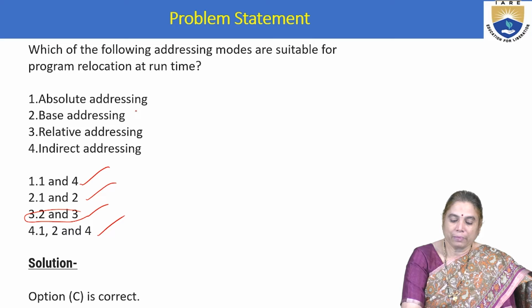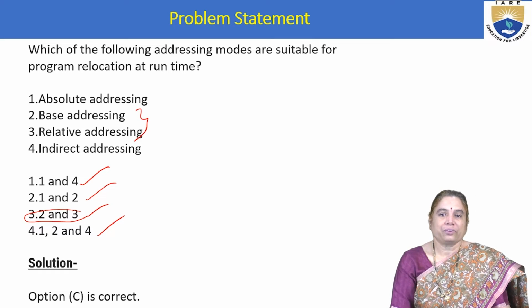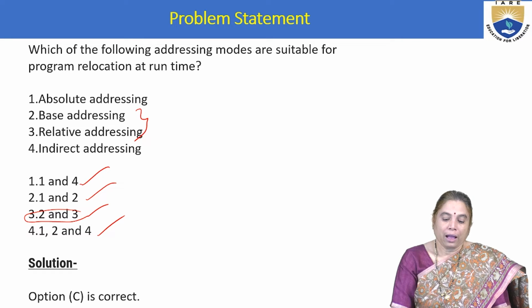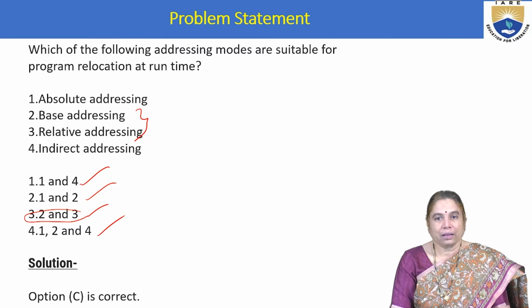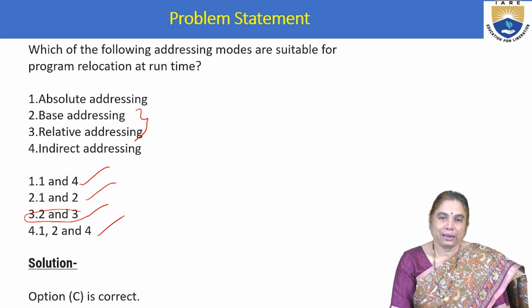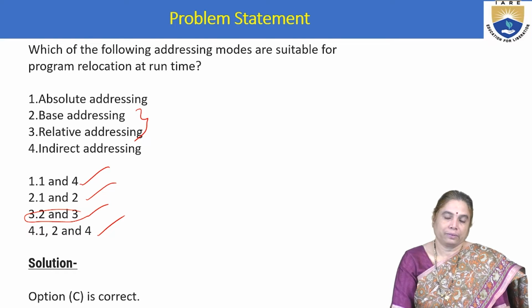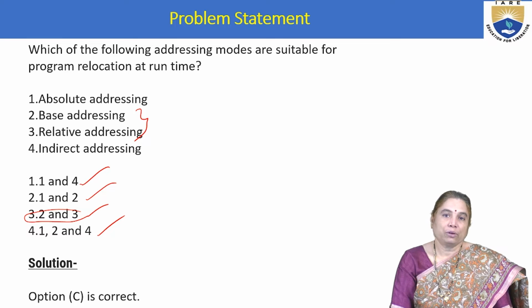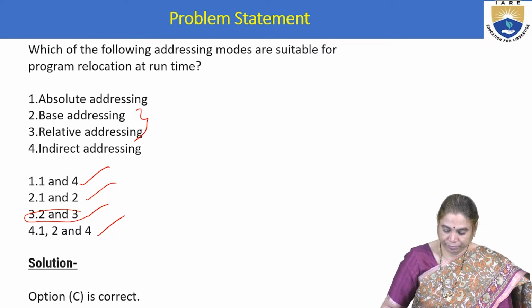Why? Because in base addressing, the base register value has to be added to the actual address. And in the case of relative addressing also, the offset for the operand address has to be taken into account. So base addressing and relative addressing are generally used for program relocation at the execution time of the program.